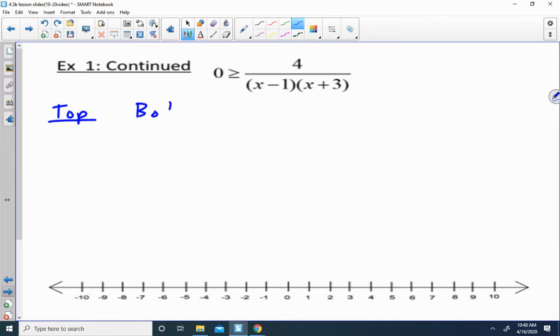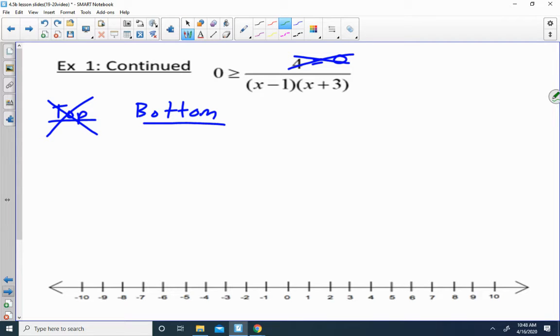First, take the top and the bottom, set them equal to 0, and see what we get. Well, first, if you set the top equal to 0, you get 4 equals 0, and there's no x to solve. You just get 4 equals 0, and that is definitely not true. So that means we don't have a top to worry about.